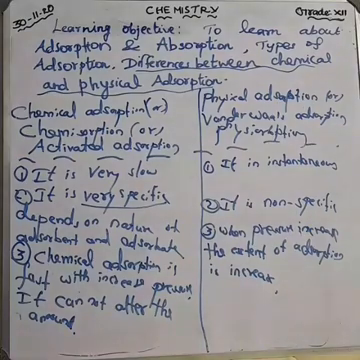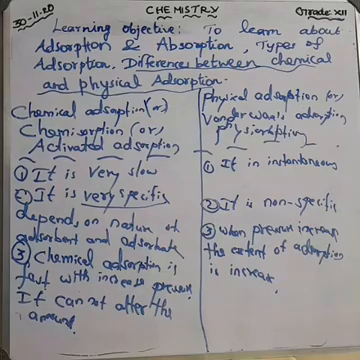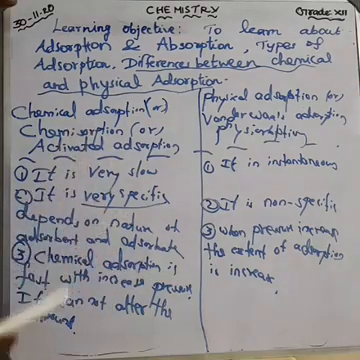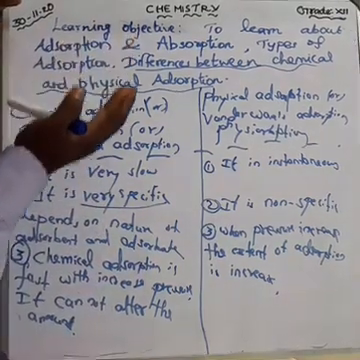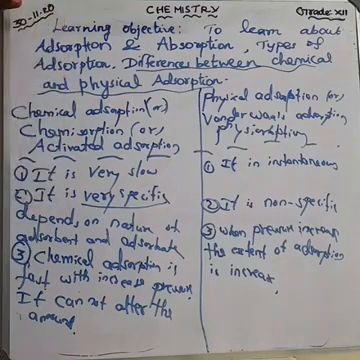What's about the third point? The chemical adsorption is fast with increase in pressure. It cannot alter the amount. It cannot be changed, the amount. Alter means change. Okay. In physical adsorption, when pressure is increased, the extent of adsorption also increases. Okay.